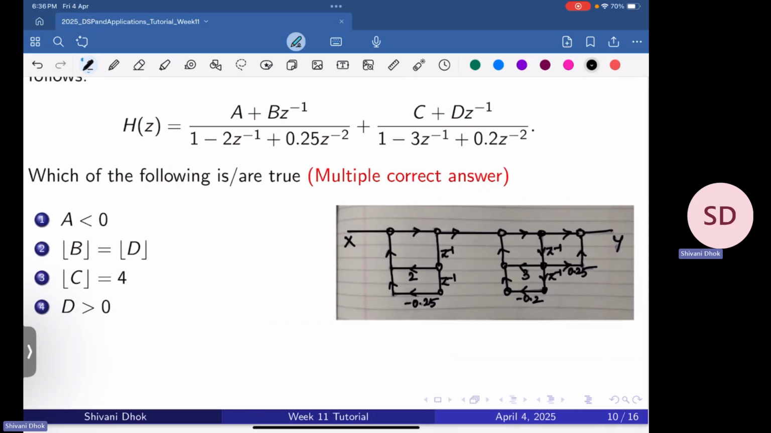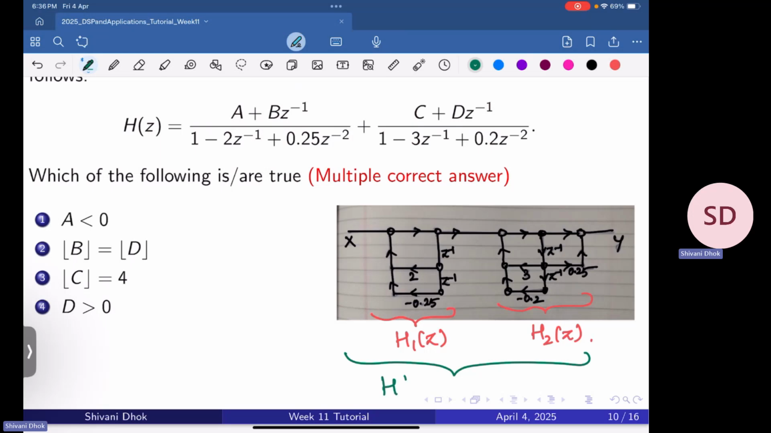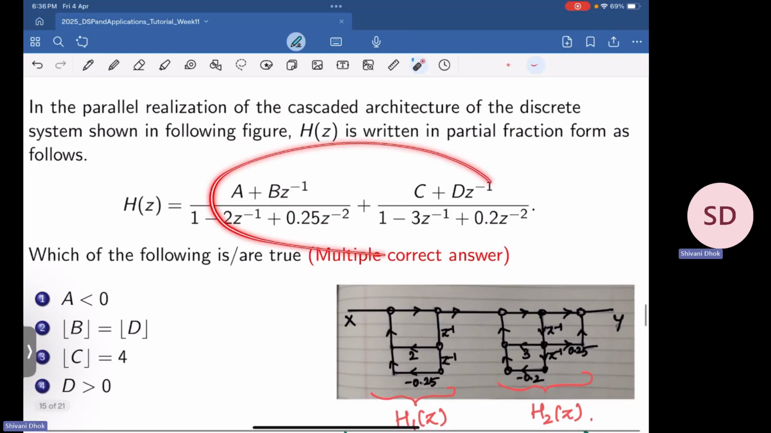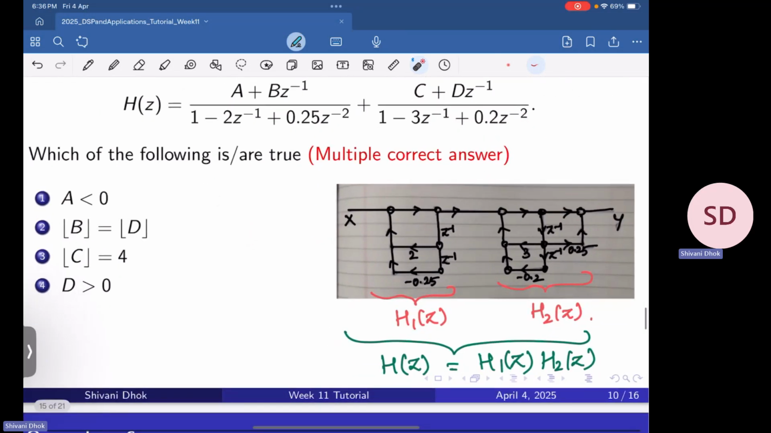Okay, so this is the question that is given to us. These are two systems that are connected in parallel. This is the first system, let's say my h1 of z, and this is the second system, h2 of z. Now h of z is h1 of z multiplied by h2 of z, but they have written it in a partial fraction form, something like this. But now let us first figure out what this h of z is.